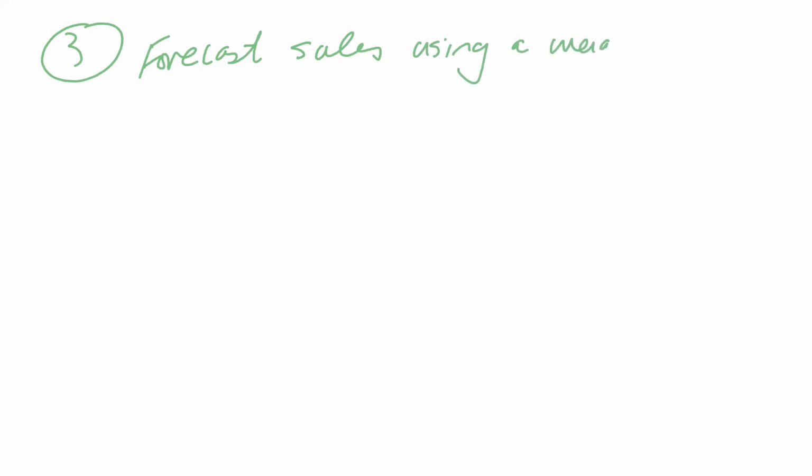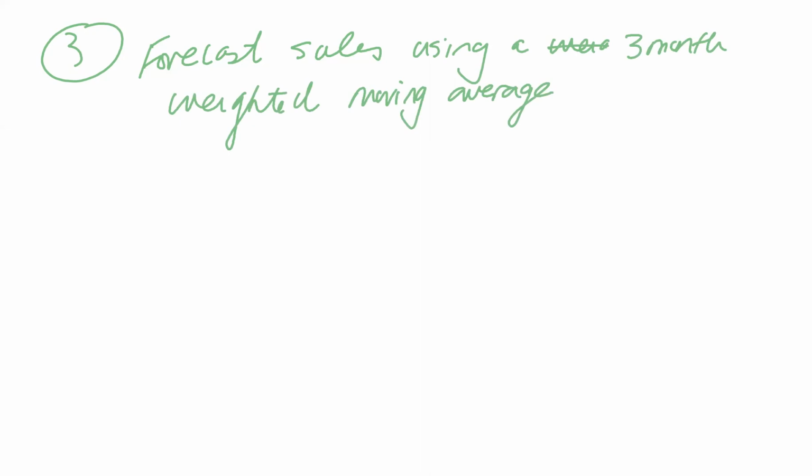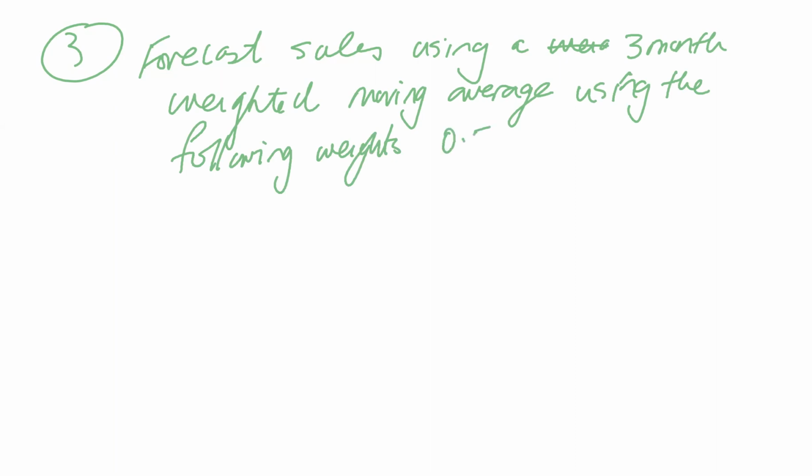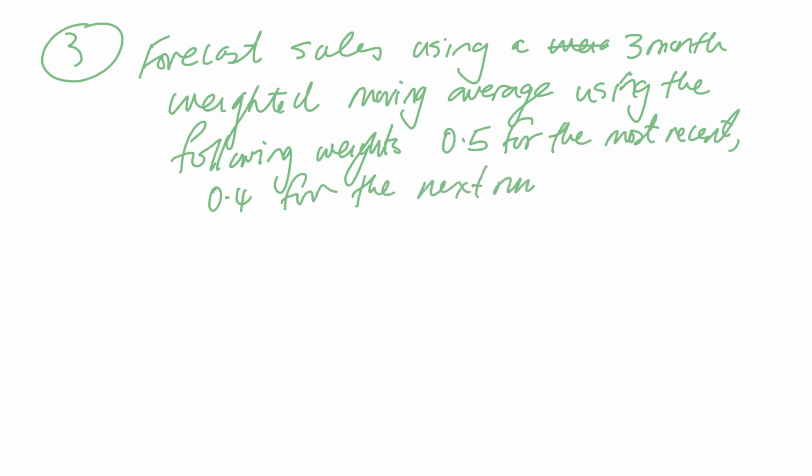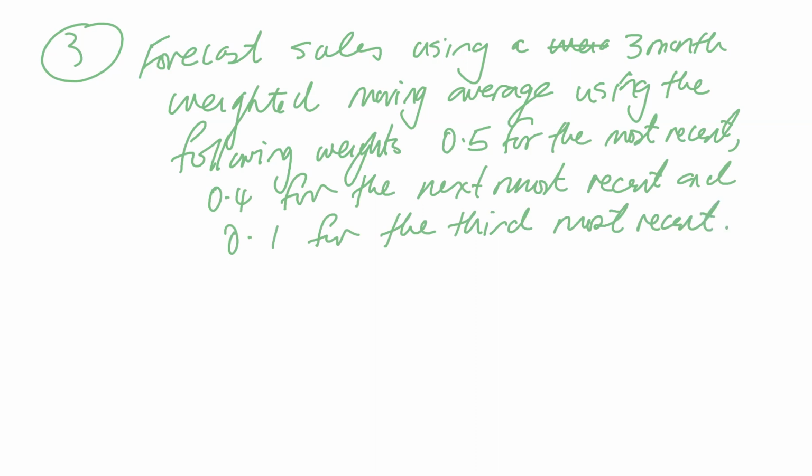using a 3-month weighted moving average using the following weights. 0.5 for the most recent, 0.4 for the next most recent, and 0.1 for the third most recent. So the complete instruction then for question 3 looks like this.